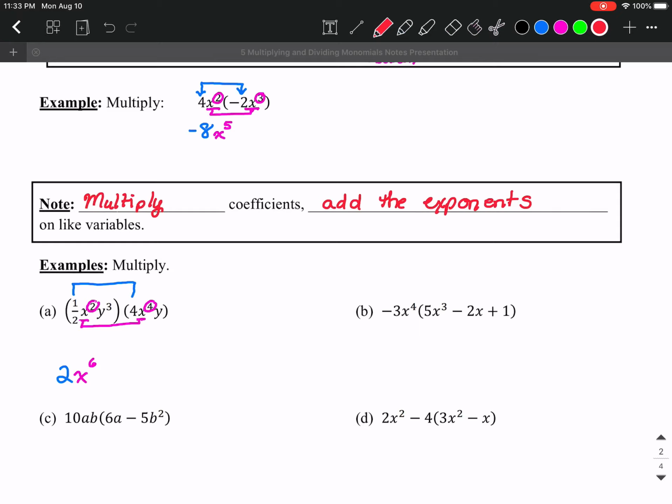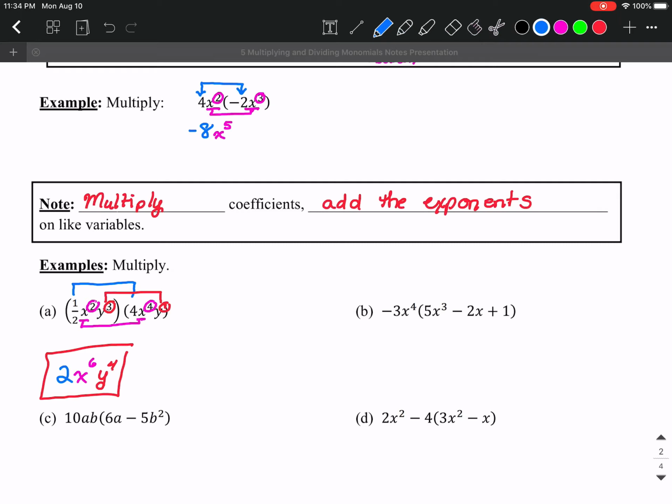Now let's take a look. We have a y to the 3rd times a y. Now if there's no number written there, that's y to the 1st. So our base is y. We have y cubed and y to the 1st. So 3 plus 1 is 4. And here is our answer to the first problem.